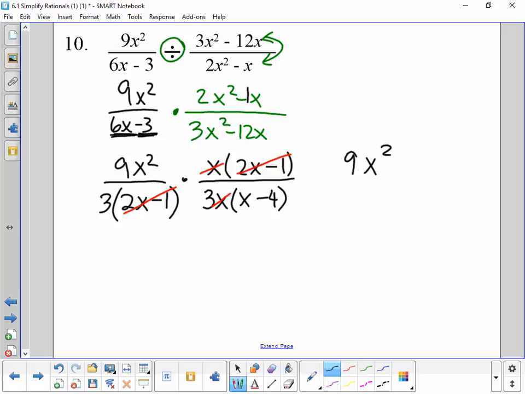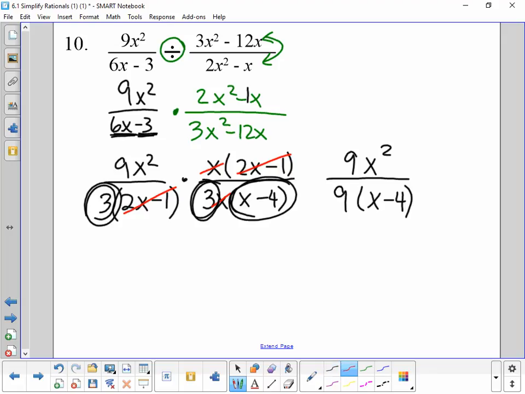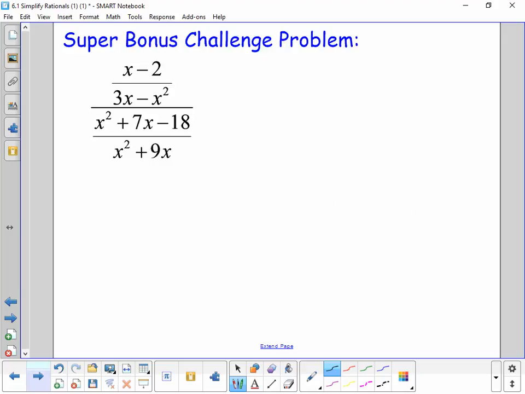In the numerator, the only thing left is a 9x squared. And in the denominator, I have a factor of 3 and another factor of 3 and a factor of x minus 4. That's the same as 9 times x minus 4. Now that these two 3's, I combine them into the 9, it's easier to see that that 9 reduces and we get our solution as x squared divided by x minus 4. That doesn't reduce anymore. That's as simple as it gets.